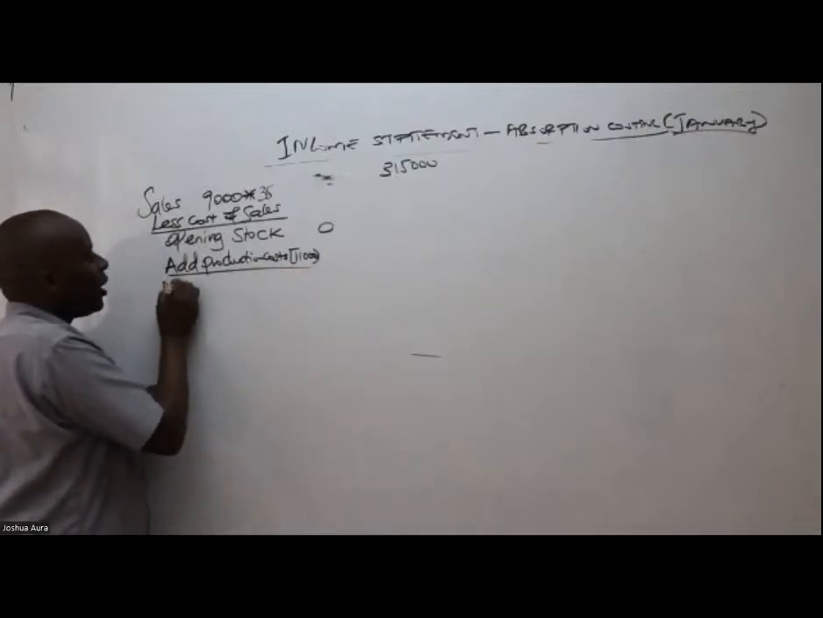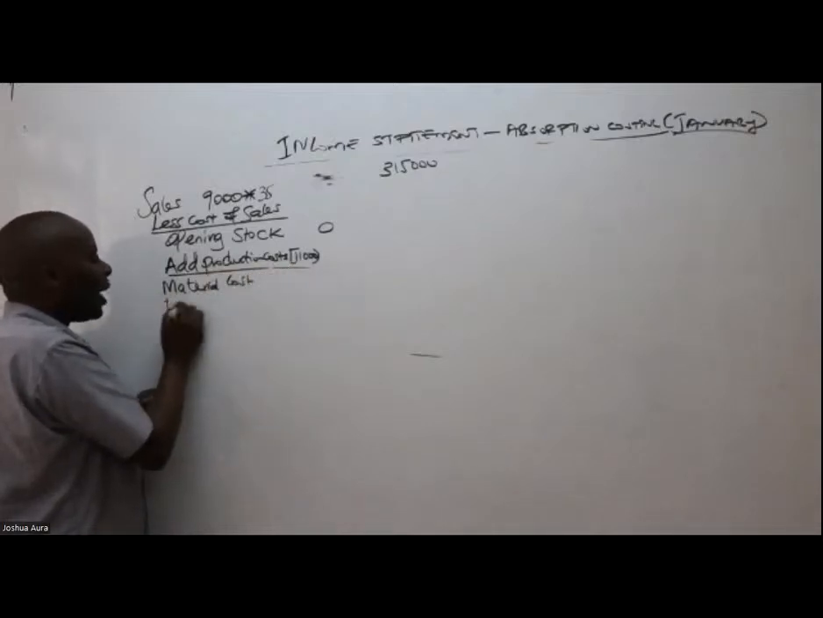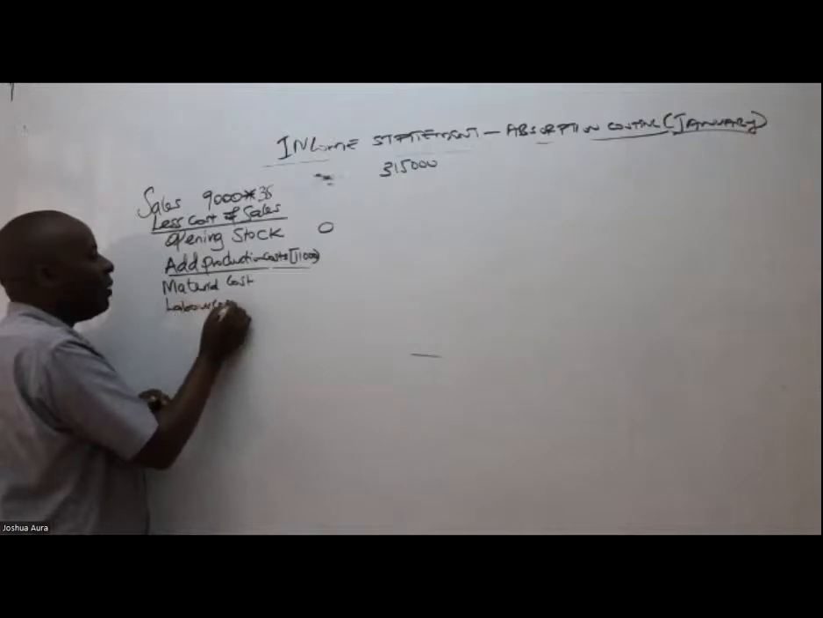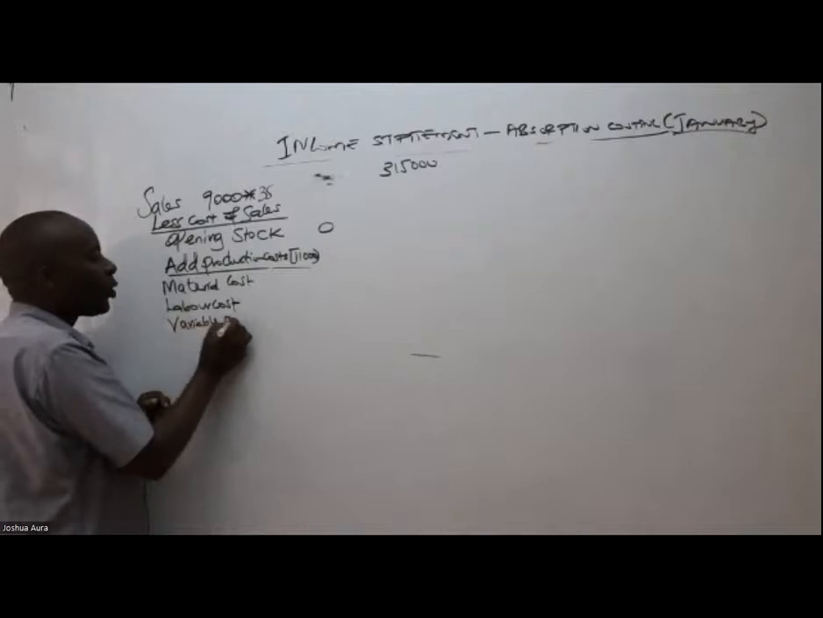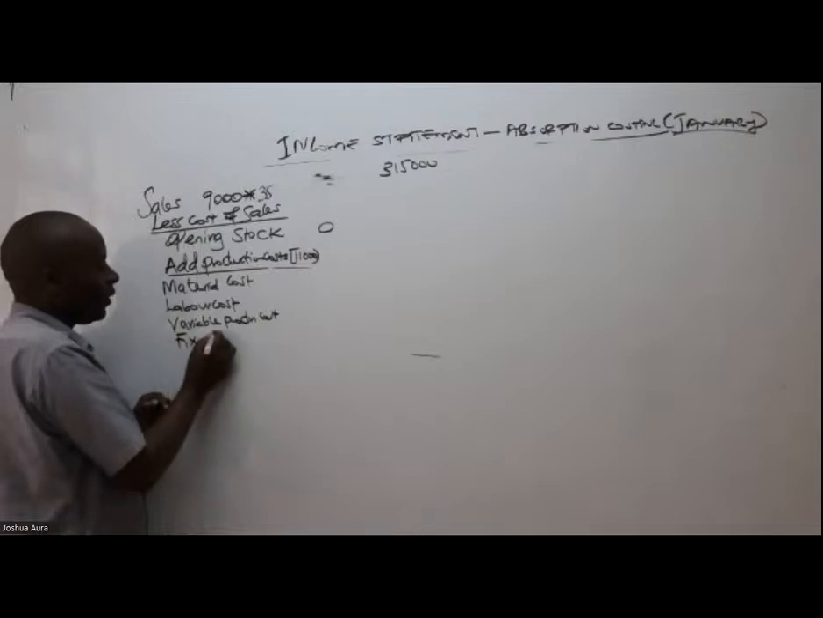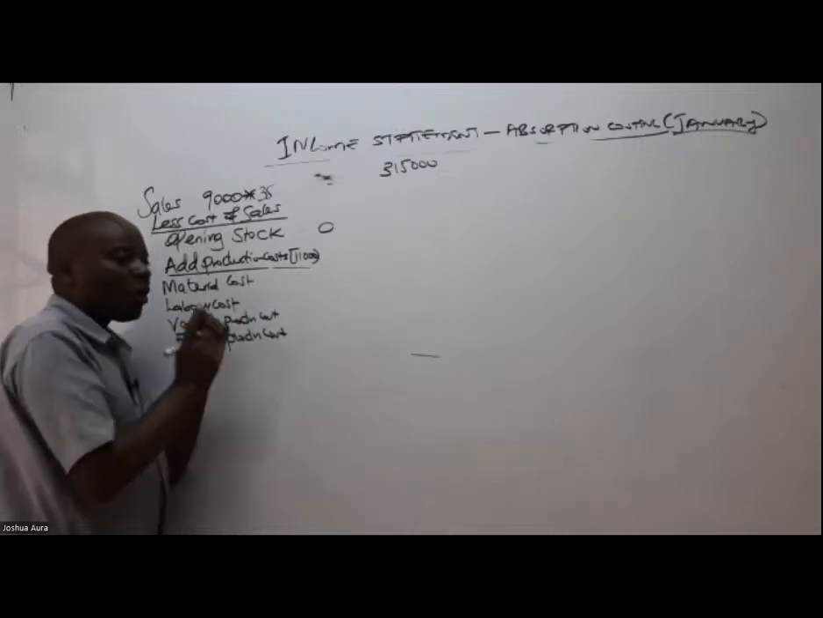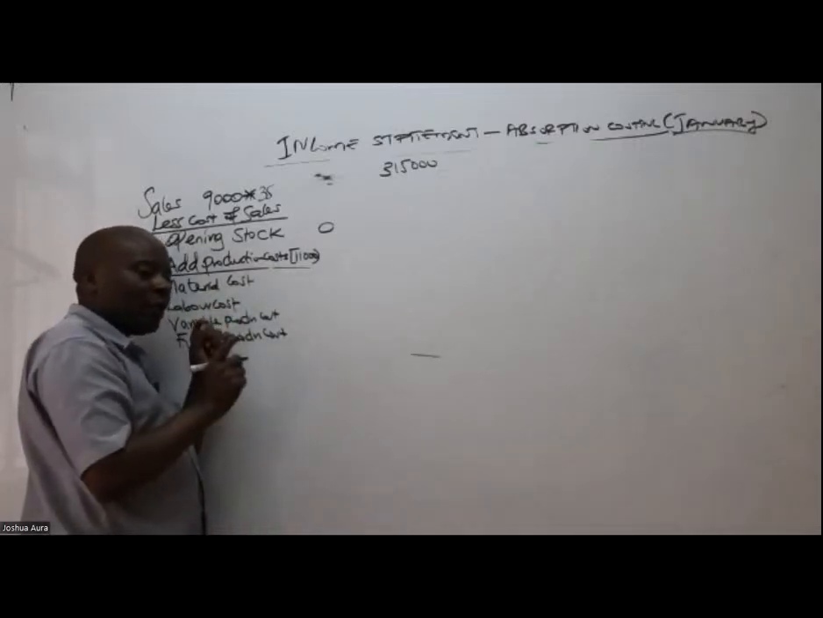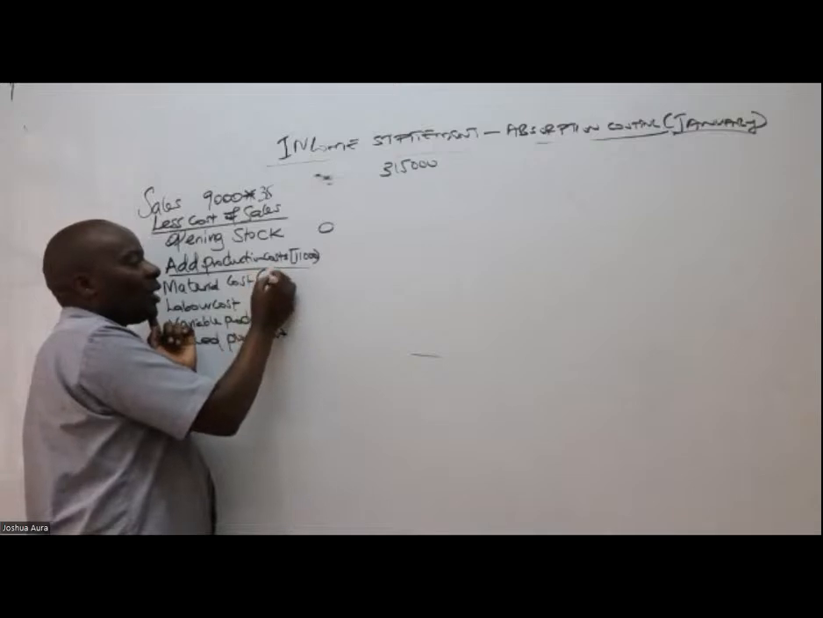So production, we have material cost. How much did it cost us to produce this 11,000? We have labor cost, variable production cost, and then the fixed production cost. The material cost from the standard card tells us we have 4 kilograms of wood times 3, so the material cost per unit here is 12.